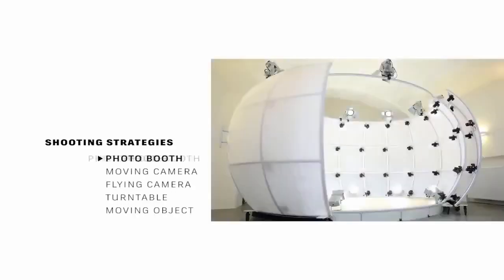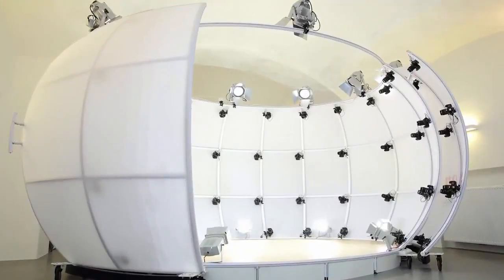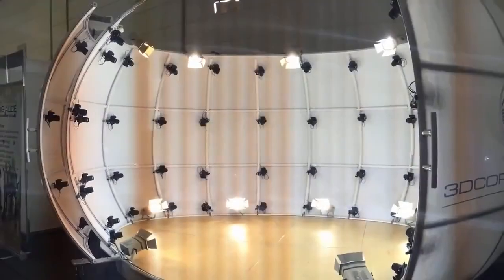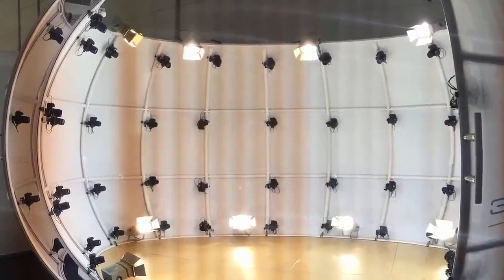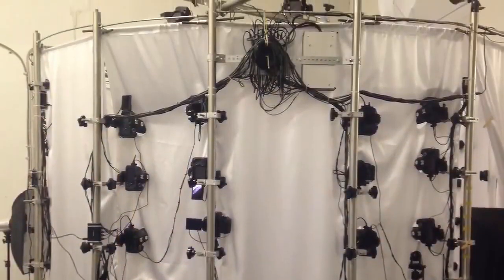Let's take a look at some of the common shooting strategies. First, let's look at the high-end technique of photo booths. Photo booths have hundreds of cameras in a spherical or cylindrical setup around your object. Often they have flat, diffuse lighting built in as well. They are the perfect solution for shooting moving objects like people, since all cameras fire at the same time.